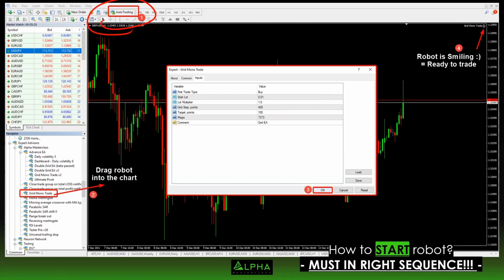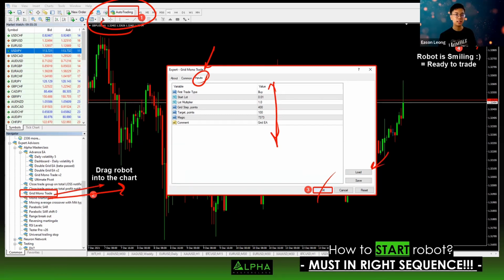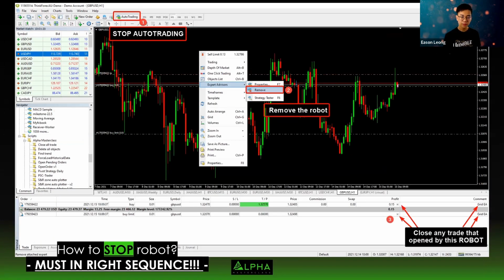Find the relevant robot and drag it into the chart. You can key in all the settings in the inputs tab, then click OK. For me, just now, what I did was load the settings that I saved from the expert properties. When you put it into the chart, you can see that it is smiling. It means that yes, the robot is running correctly.